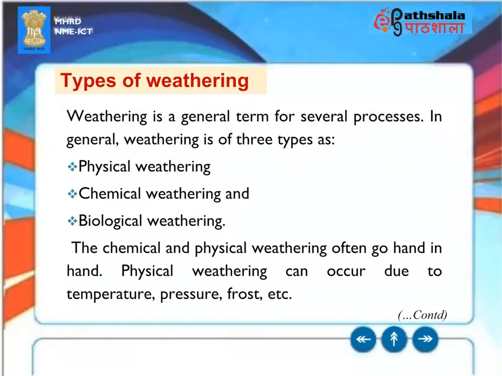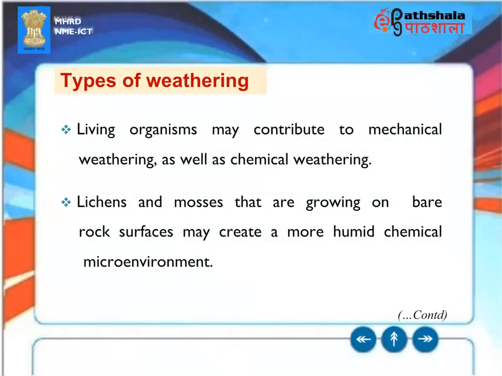Types of weathering. Weathering is a general term for several processes. In general, weathering is of three types: physical weathering, chemical weathering, and biological weathering. The chemical and physical weathering often go hand in hand. Physical weathering can occur due to temperature, pressure, frost, etc. Living organisms may contribute to mechanical weathering as well as chemical weathering.